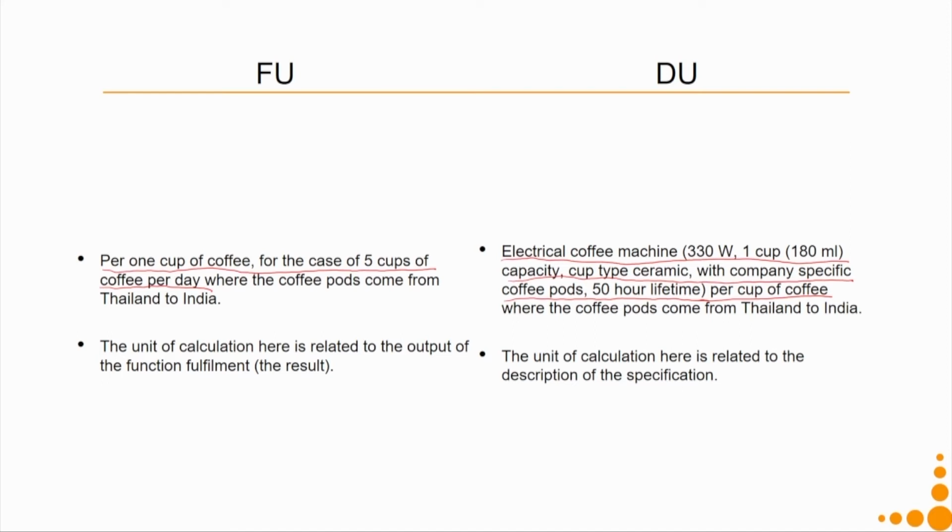In the functional unit, the unit of calculation is related to the output of the function fulfillment. A coffee machine's output function was 1 cup of coffee. So the unit of calculation is related to the output of function fulfillment, that is the result of the product. Whereas in the declared unit, the unit of calculation is related to the description of the specification of the product.